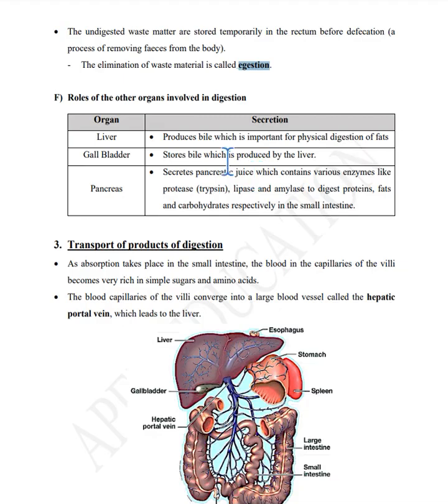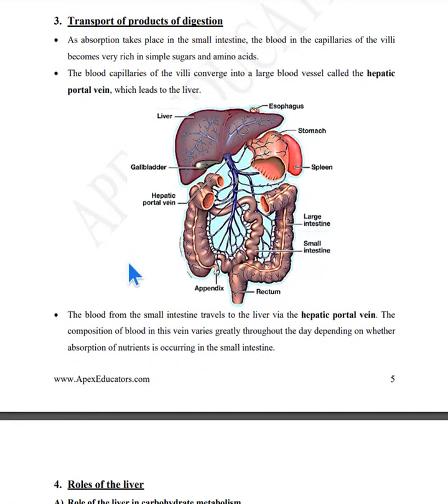And the role of other organs: there's the liver, the gallbladder, and the pancreas. You need to remember, but I think the pancreas and the liver are the more important ones. Transport of products of digestion: you need to know that the largest blood vessel is called the hepatic portal vein, which leads to the liver. Why? Because the hepatic portal vein connects to the liver such that there will be enough blood flow.